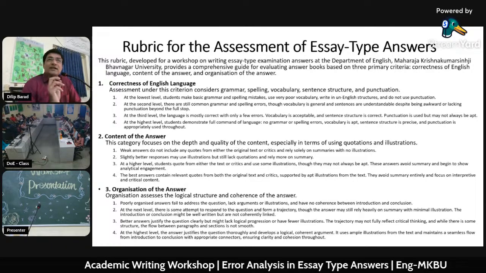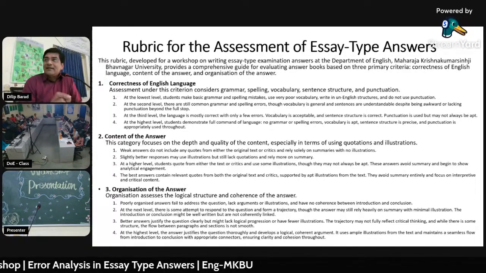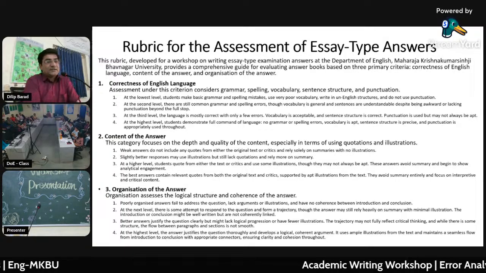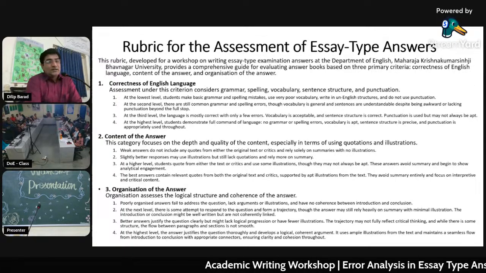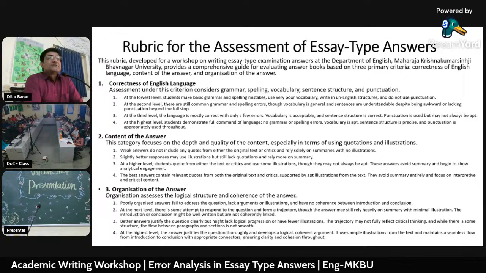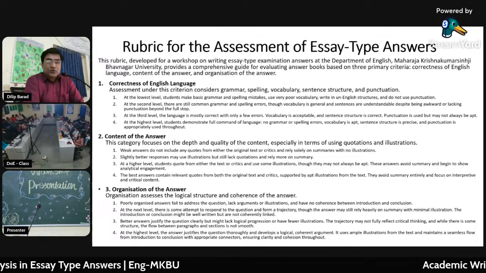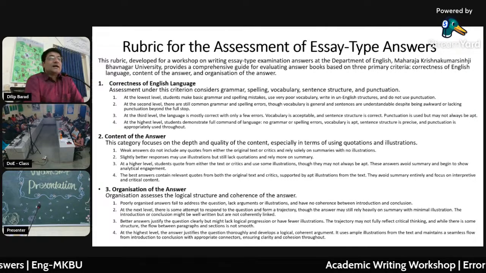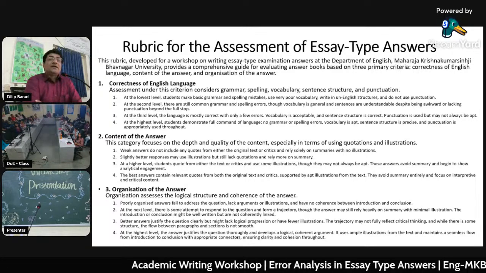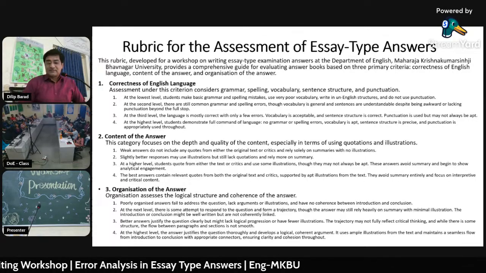You find that this is not English, but what is the problem with that? English is very difficult to find. That is called un-English. So correctness of English language is a big problem. So there it is. Content: how the content can be improved, wherein we see that quotations from texts and critics, if they are given, improve the quality. And the organization: how you are entering into the answer, and then how you take an exit, how you conclude your answer. Those are our local parameters there.